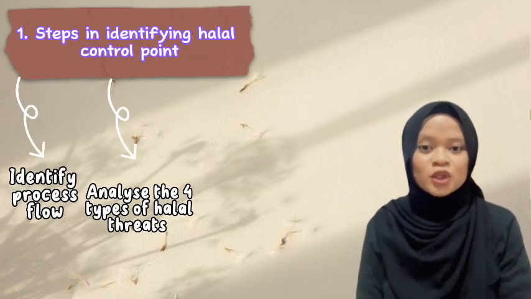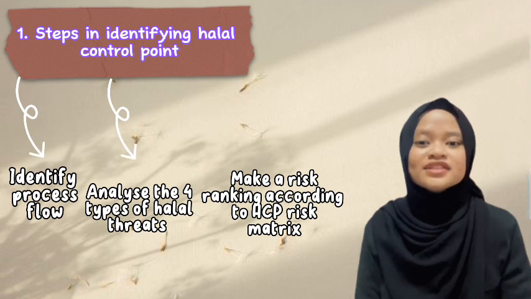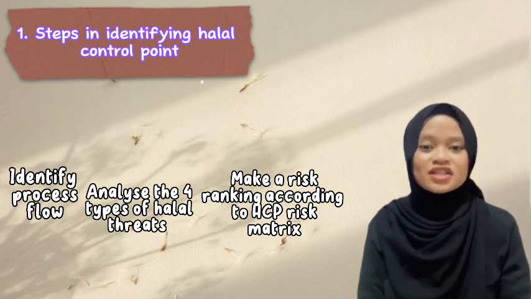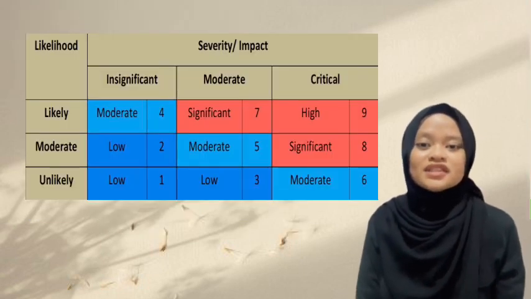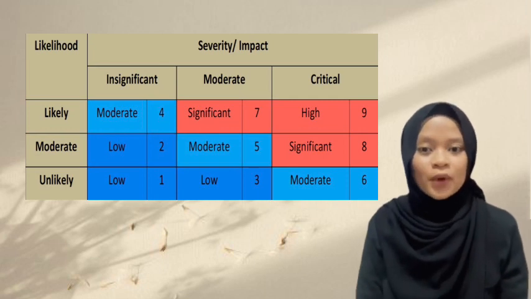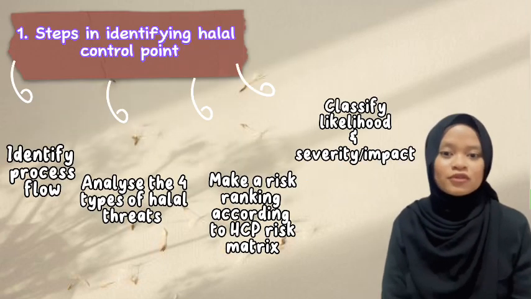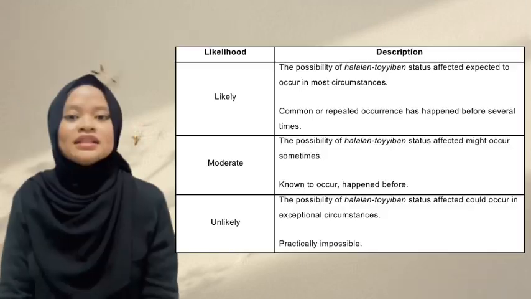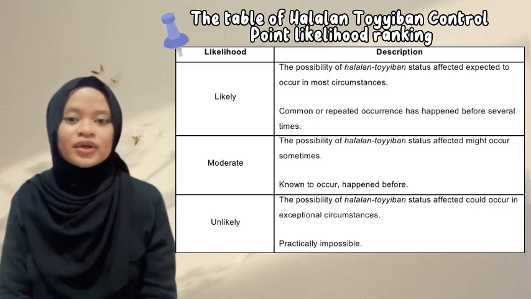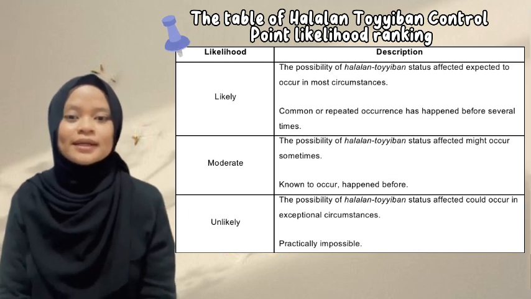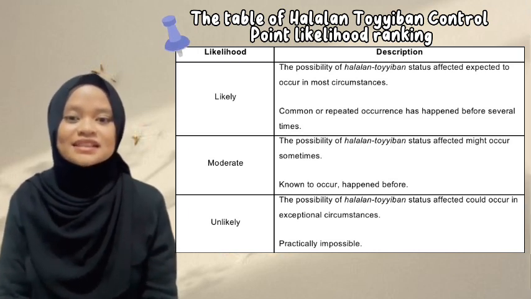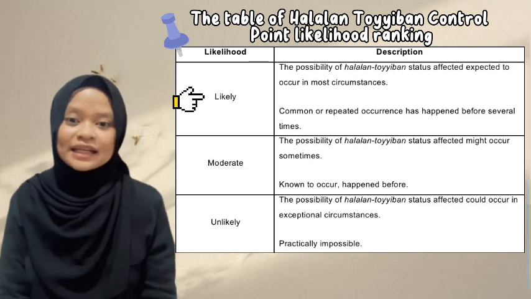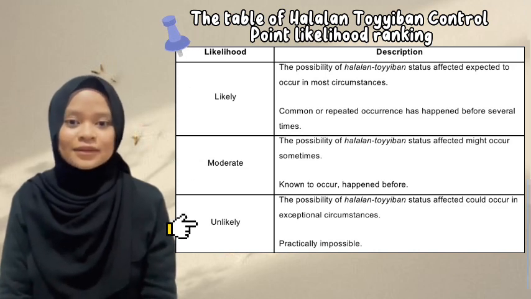We continue the step in identifying HCP, which is number 3. Make a risk ranking according to HCP risk matrix. This is the table of halal and control point risk matrix. Step number 4 is classify likelihood and severity impact. This is the table of halal and toyiban control point likelihood ranking. The table contains 3 types of ranking, which is likely, moderate, and unlikely.